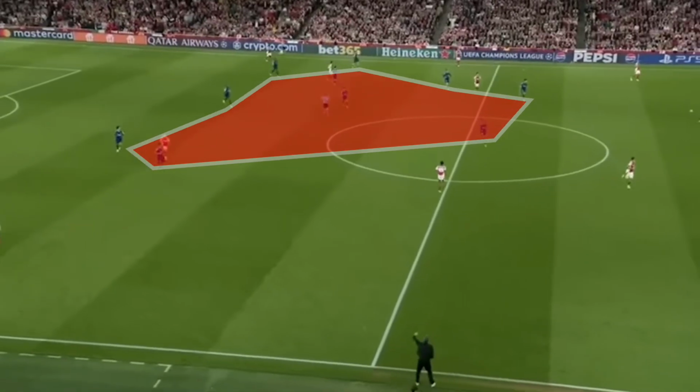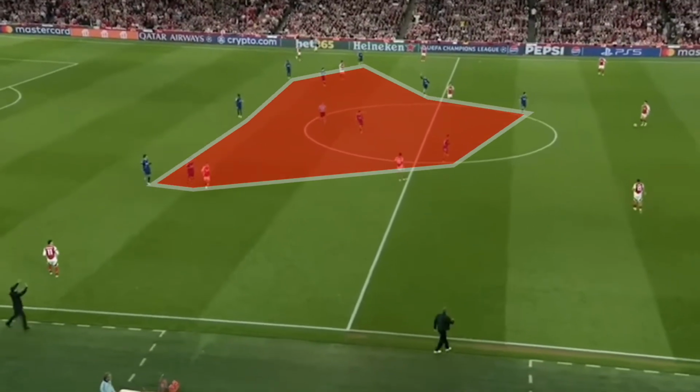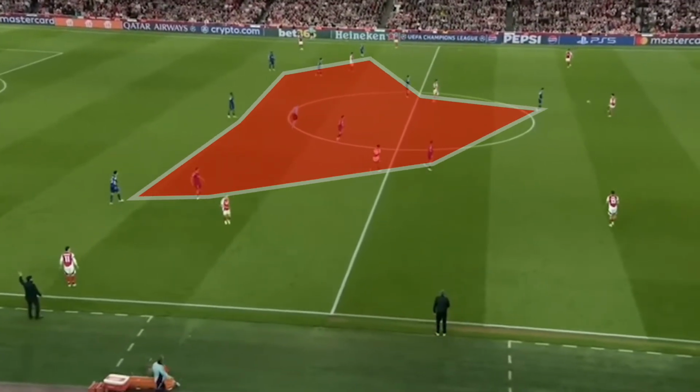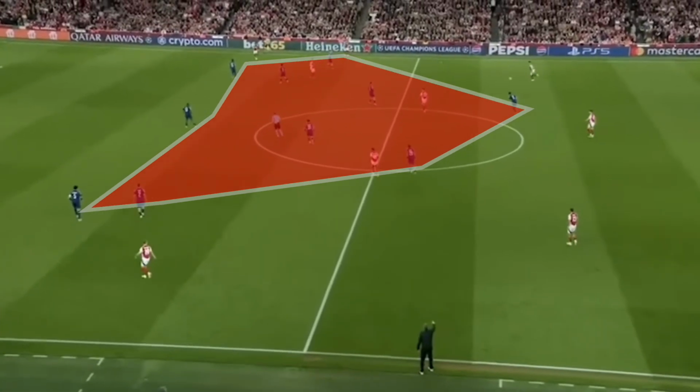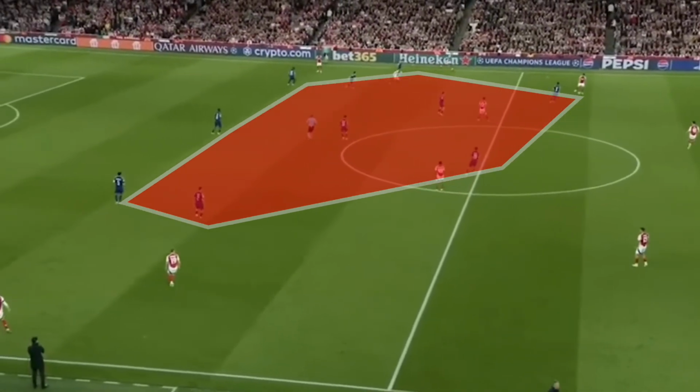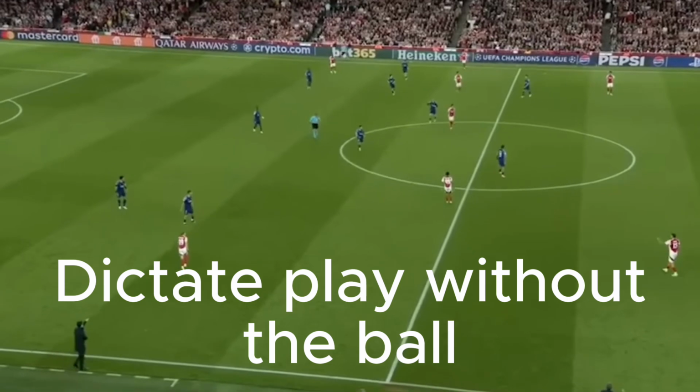A mid block is an extremely effective strategy that many teams use at the top of the game, and we're going to learn about how a mid block actually works and understand the principles so that when we effectively use a mid block, we close central spaces and dictate the play without the ball.